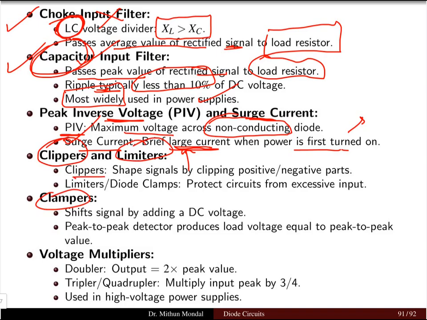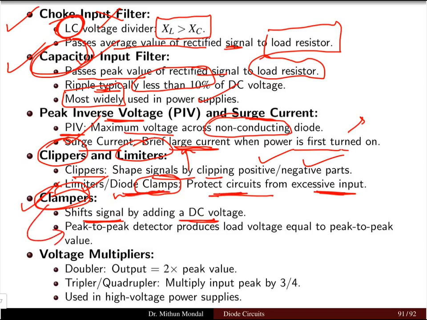Clippers shape the signal by clipping either the positive part or the negative part. Limiters, another name for which is diode clamps, protect the circuit from excessive input. So it is a protective circuit. Now there is a difference between diode clamps and clampers. A clamper is basically shifting the signal by adding a DC voltage, while a diode clamp is protecting the circuit.